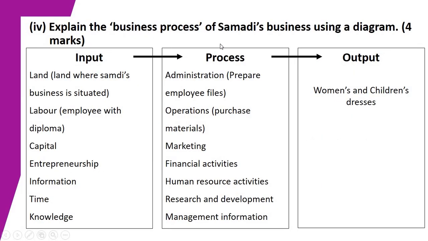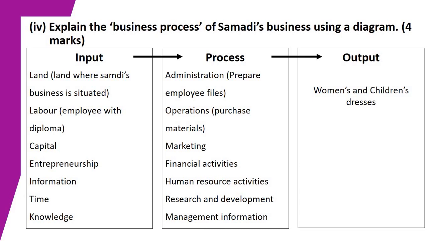Explain the business process of Samadhi's business using a diagram. It gives 4 marks. About the business process. Now, when you are asked about the business process, you have to focus on all the business functions: administration, marketing, human resources, finance, accounting, all the things. And if you are asked about the production process, that talks about the process of changing raw materials into the final product. That is in the lesson operations management. Here it asks about the business process.